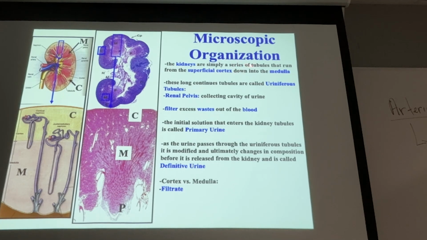So the kidneys are a simple series of tubes called nephrons, or renal tubules as us comparative anatomists call them. They run from the superficial cortex down into the medulla, and in mammals at least they make several trips into the medulla, as this tube is folded up. The long continuous tubules are called uninephros tubules. That means kidney tubules. They're called this because they're made up of two parts, the nephron and the collecting duct. So a uninephros tubule is the nephron plus a collecting duct.